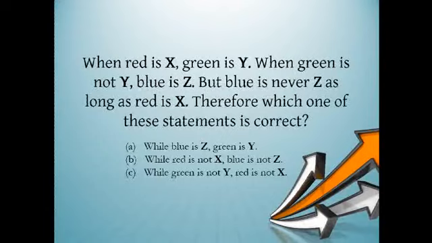Now this seems relatively tricky, but really it's a logic problem. So this is a classic deductive reasoning question. And for those of you who know your symbolic logic, all you need to do is apply what's called modus tollens. Something is only true if the antecedent is true if the consequence is true. So you can rule out a couple of the options, like while green is not Y, red is not X, because we know that if green is Y, red is X, and so by ruling out answers in that way, you're left with the only statement that is correct.